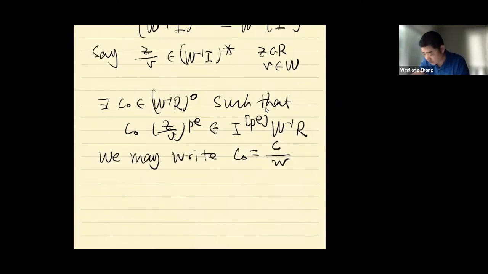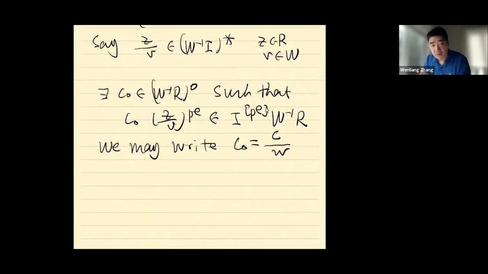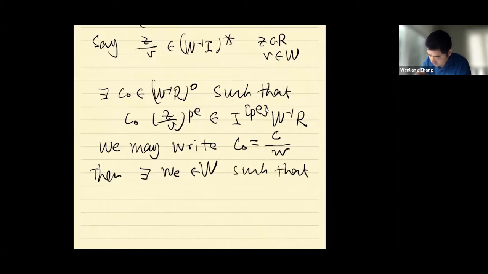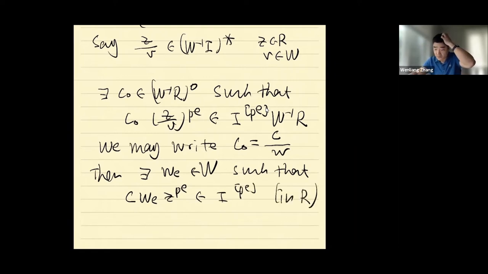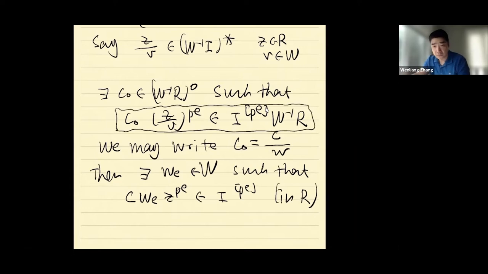All right. So now I can collect everything that's in W and call it WE. Then there exists a WE in W, depending on E, such that C times WE times Z to the P to the E is actually contained in I to the bracket P to the E, and this all happens in R now. Again, I look at this inclusion, then I collect everything that is in W, put them together, and call it WE. This highly depends on E.